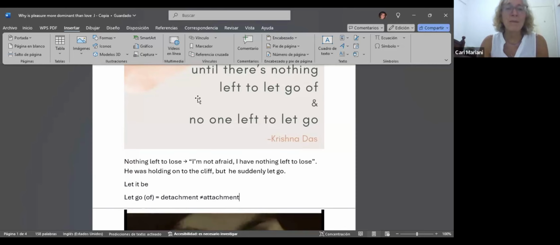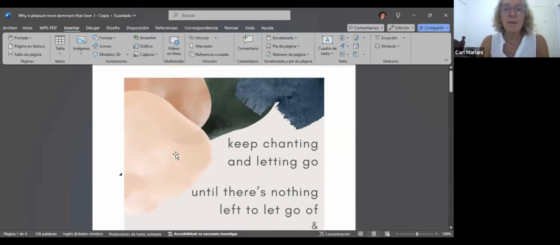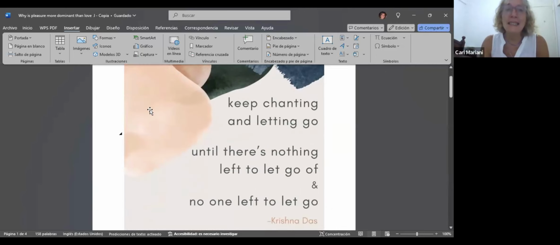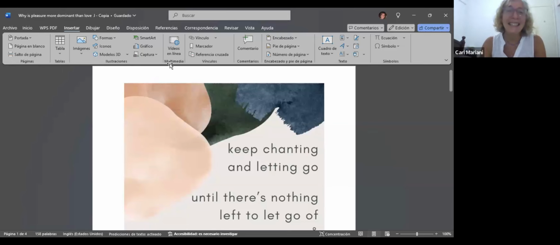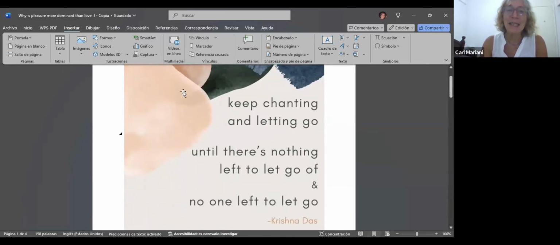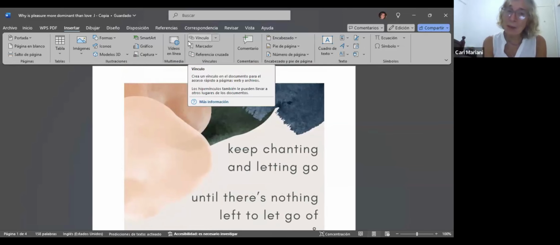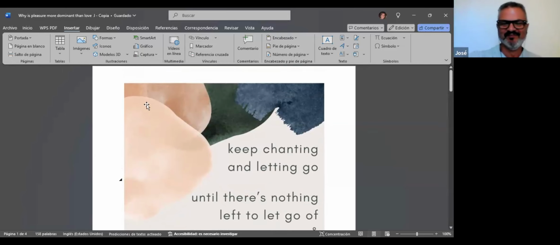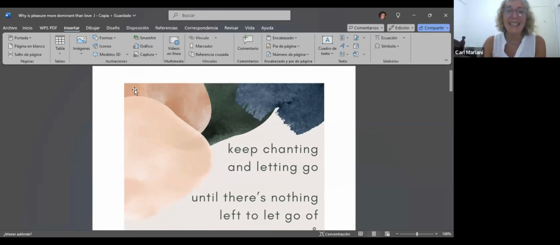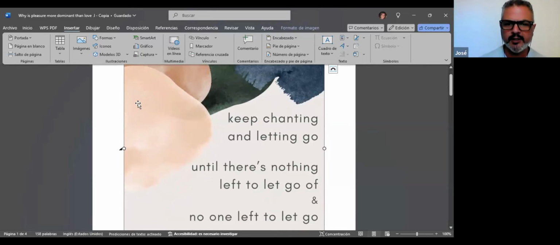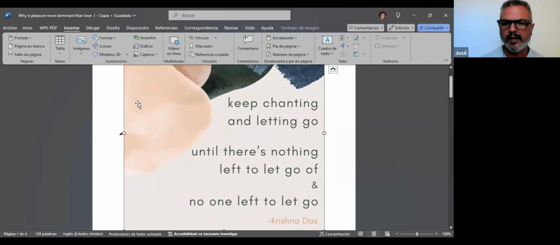So, well, what we can do is read these phrases so as to practice the use of let go. Jose, do you want to read the first one? Yes. Okay. Keep chasing and letting go until there is nothing left to let go of, and no one left to let go.